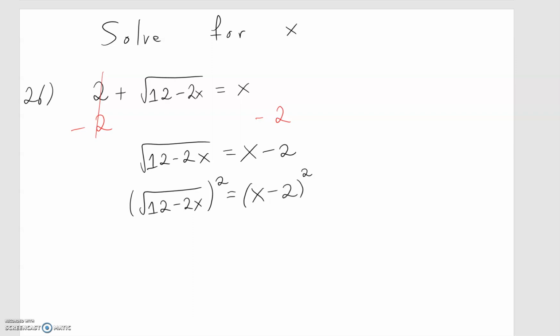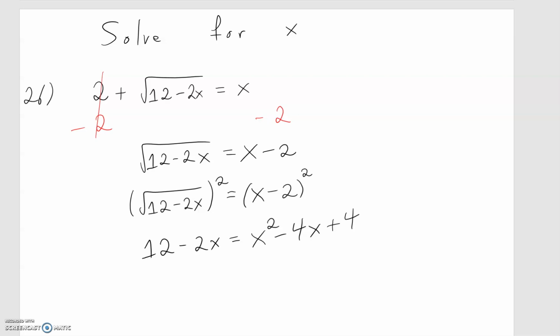Since we are squaring a square root, the left-hand side has no radical. What about the right-hand side? On the right-hand side, you have (x minus 2) quantity squared. We need to FOIL this. Foiling the right-hand side, you have x squared minus 4x plus 4.